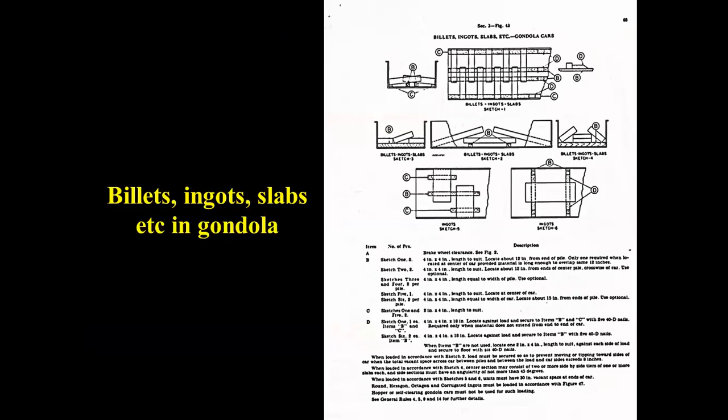So again, another AAR sheet. Here you can see slabs loaded into a gondola, typically one slab down the center and other slabs along the edges. Ingots would be loaded down the center of the car. And again, be aware of the weight of the pieces that you're putting in there so you don't overload the car.